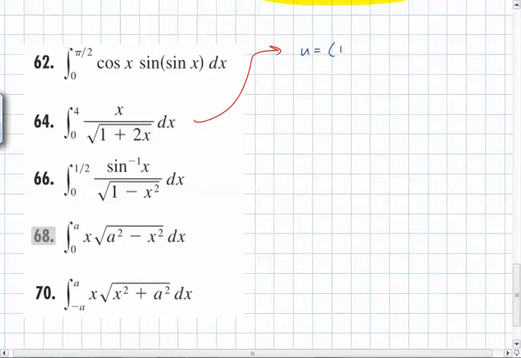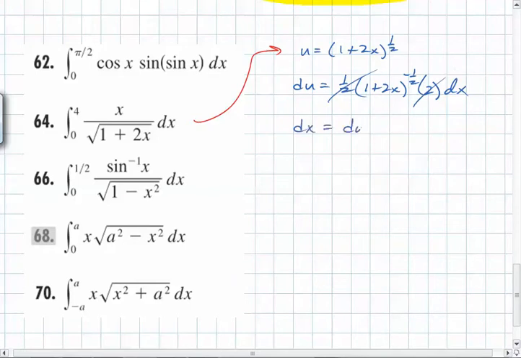Okay, so u is 1 plus 2x to the 1/2. So du is equal to 1/2 times 1 plus 2x to the negative 1/2 times 2 dx. This cancels there. You're right. So what does dx equal? du times what? To the 1/2. So now when you substitute it back in, it goes from what to what?